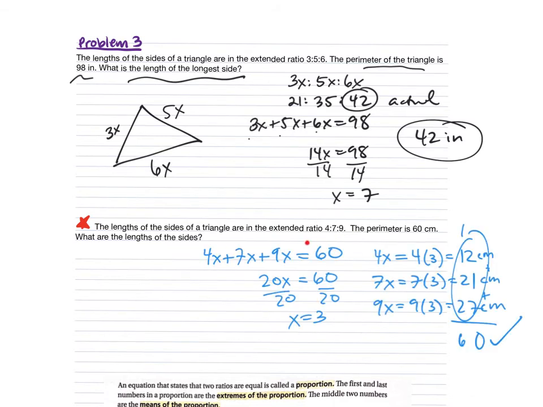Okay, so here, if you put in your x and add them all together, you get 20x equals 60, so x is 3. Then each one is just 3 times each one. So 12, 21, and 27. If you double check, it does equal 60, so you did something right. And just add your units: 12 centimeters, 21 centimeters, and 27 centimeters.